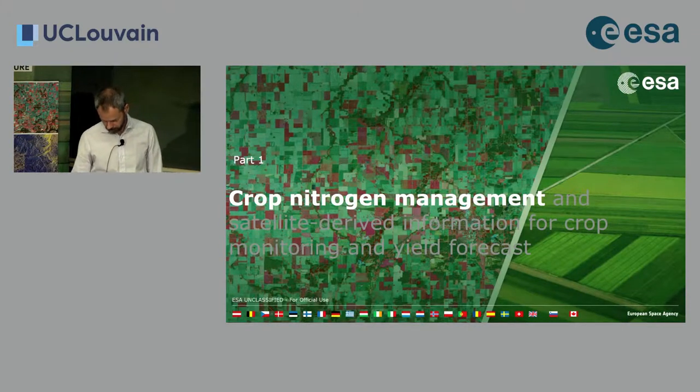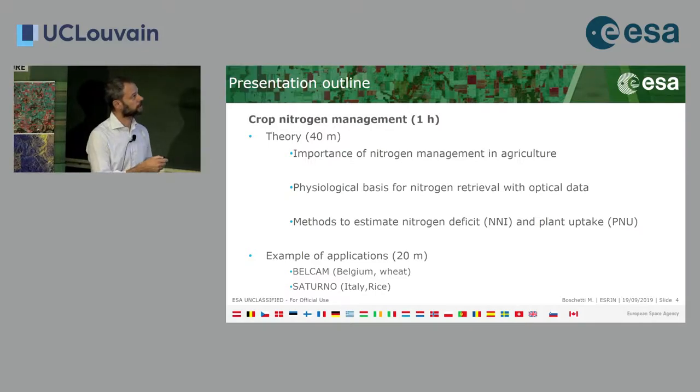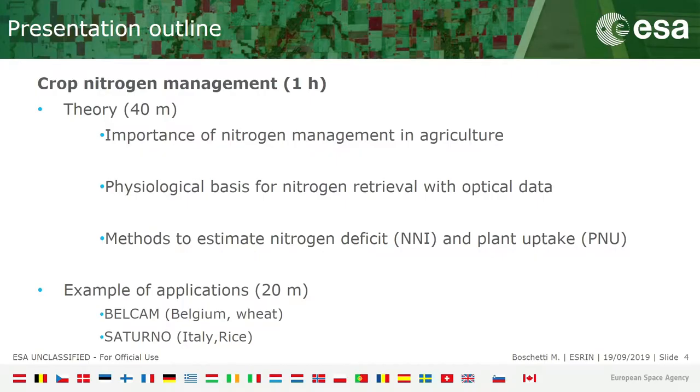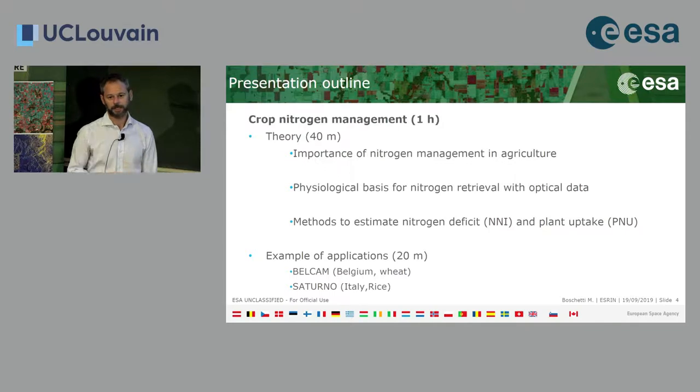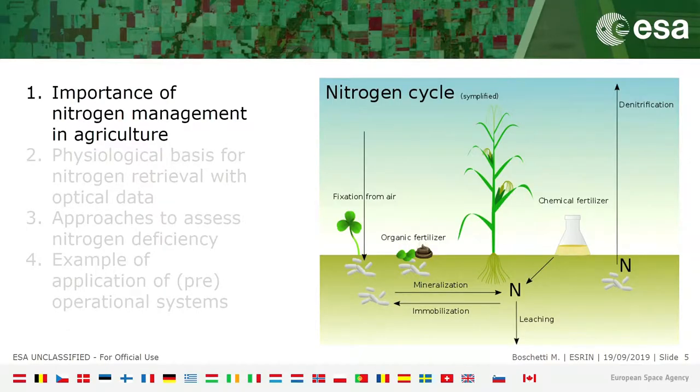So I just start the chronometer to see if I'm in time. Okay, we will see the importance of nitrogen management in agriculture, which are the physiological bases for the retrieval with optical data, and then the methods to estimate nitrogen. Then a really brief example of application of what's going on, what can be done. One in particular where the UCL is contributing with the Belcam initiative, and the other one is a demonstration project we did in Italy.